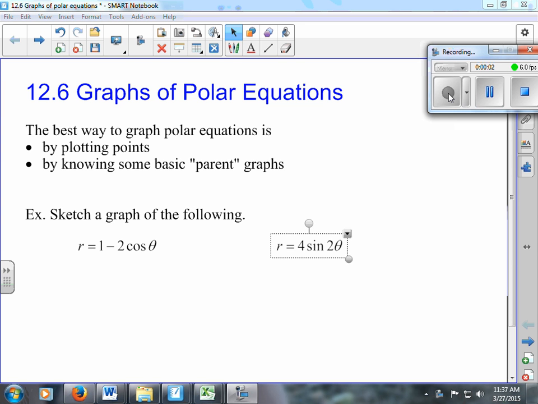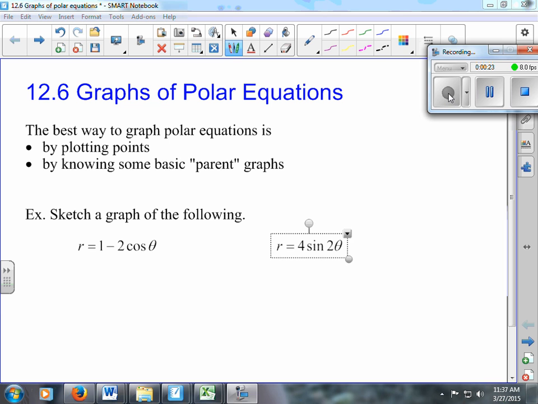Okay, so this is section 12.6. We are going to be graphing polar equations. There are two very good ways to graph polar equations, and I'm going to show you both of those ways, and you get to decide for yourself which way you're going to use.